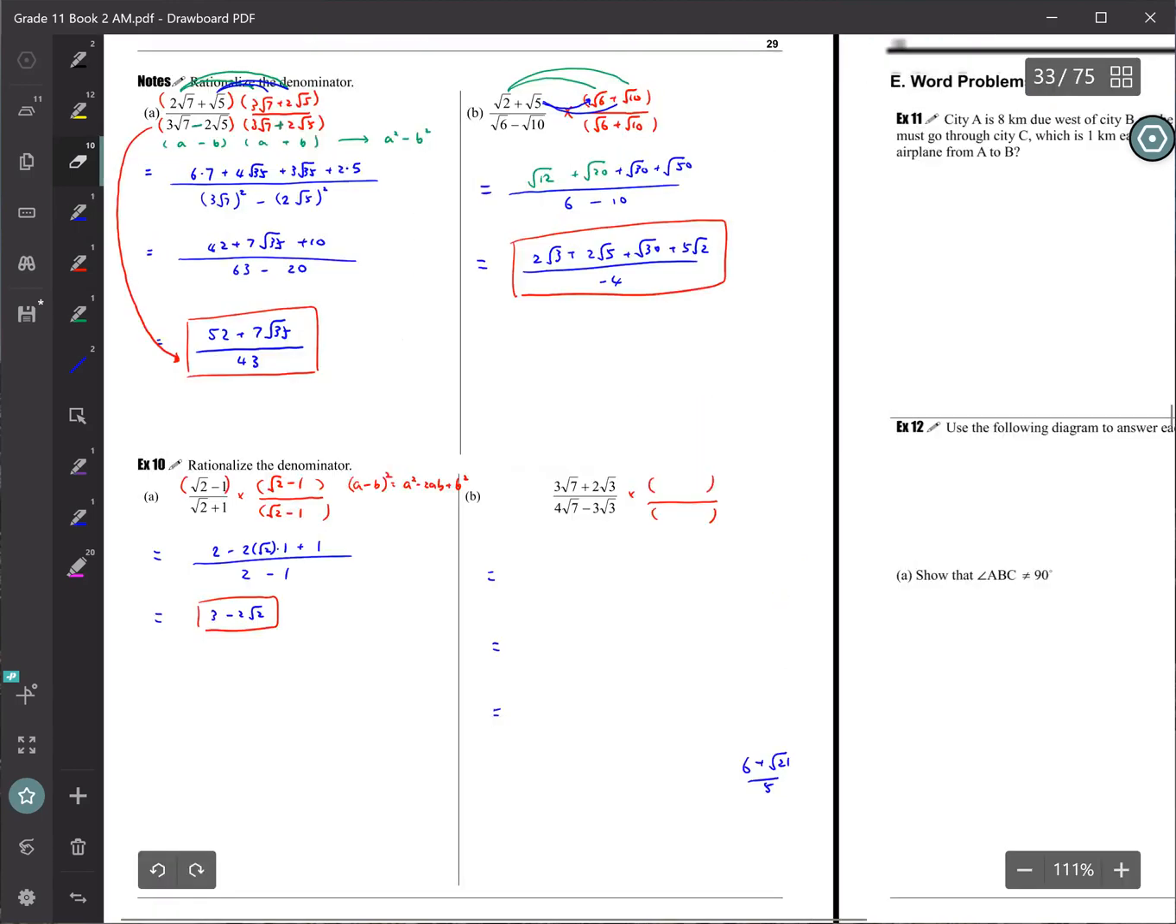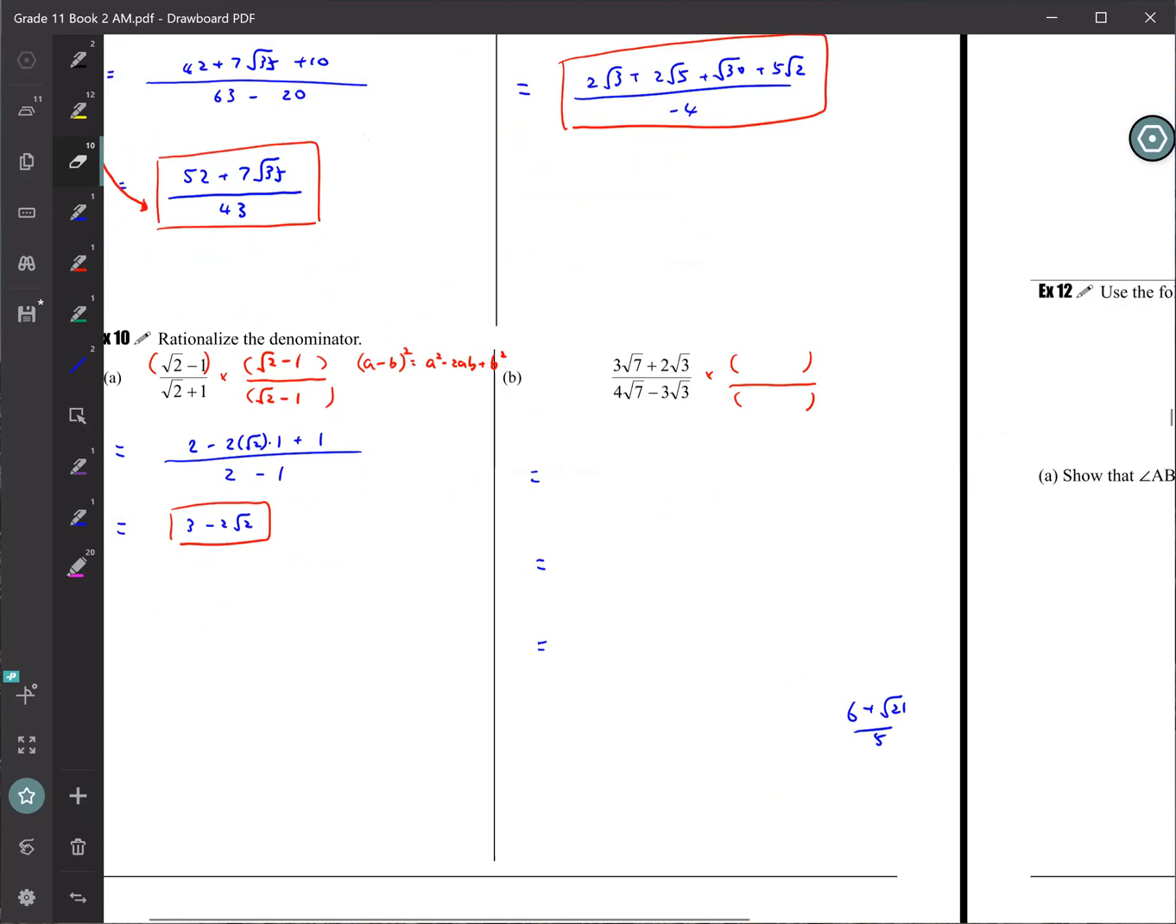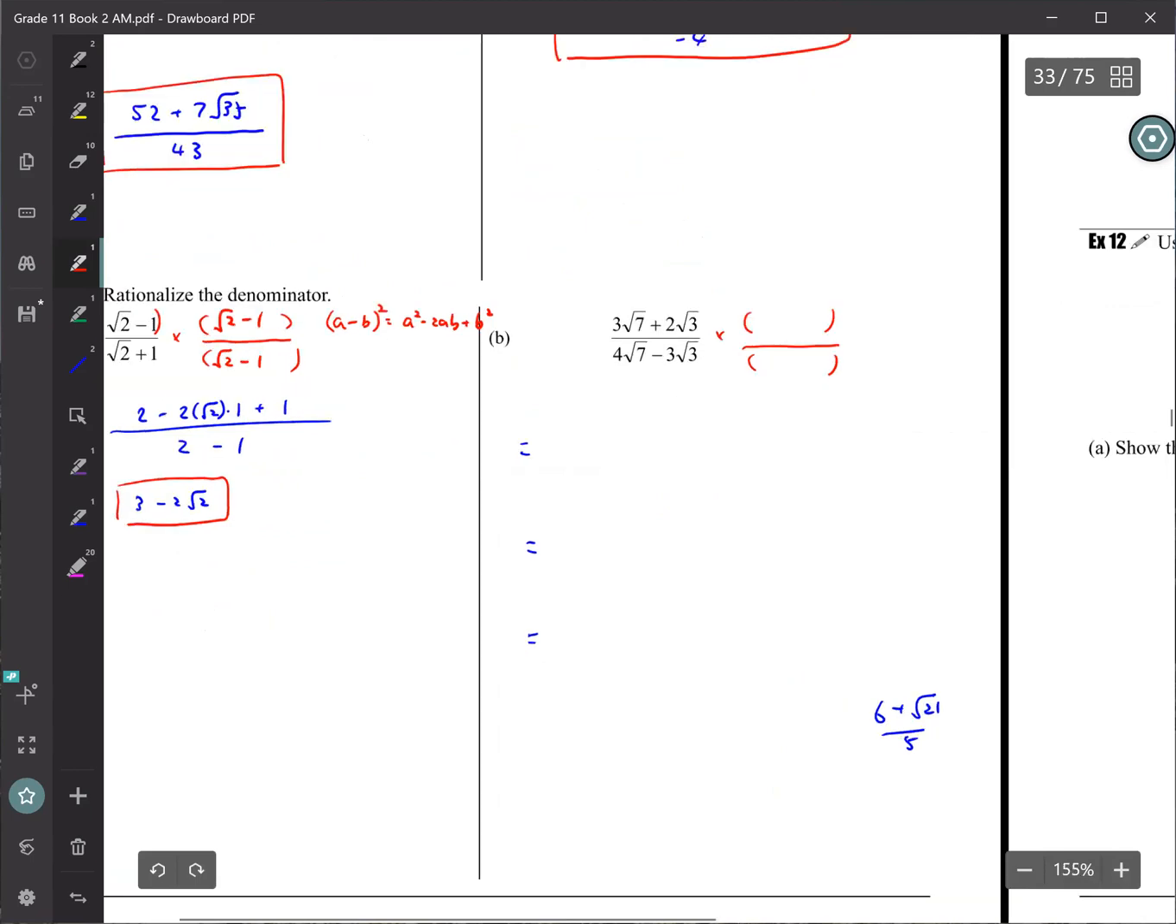And then last one, right, Eric, what's the conjugate you multiply with? 4 root 7 plus 3 root 3. Yep, very good. 4 root 7 plus 3 root 3. All right, so let's start with the denominator. Colin, what does the denominator become?